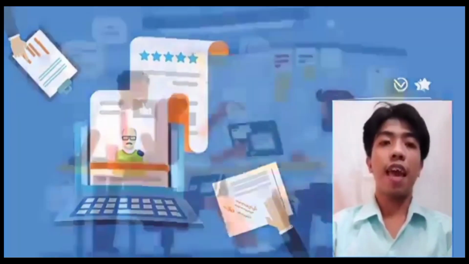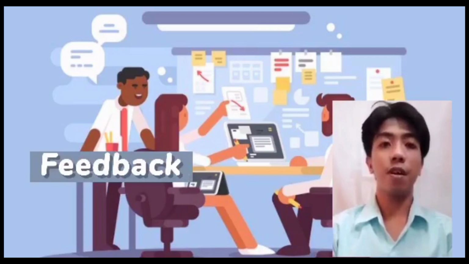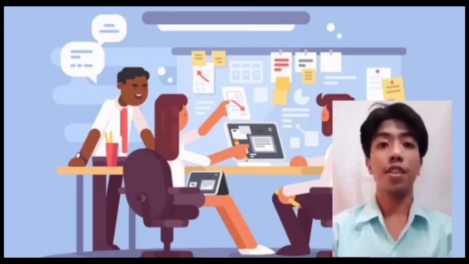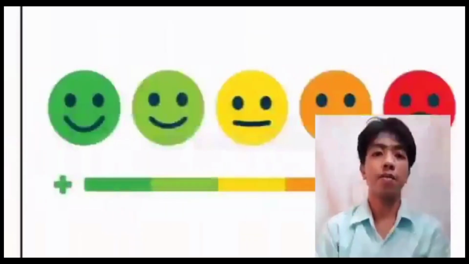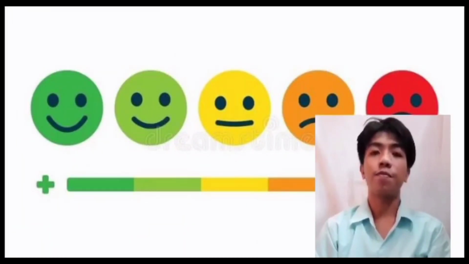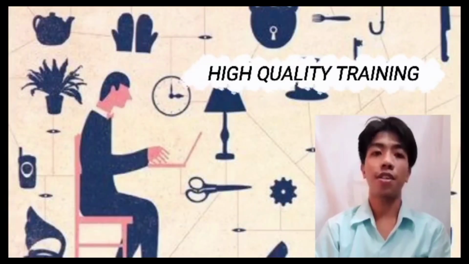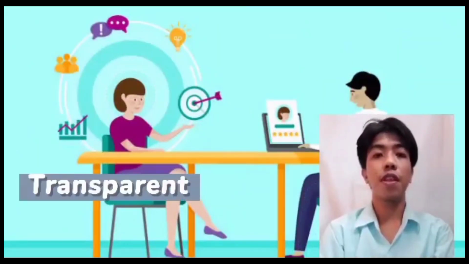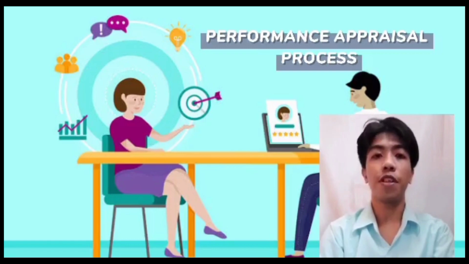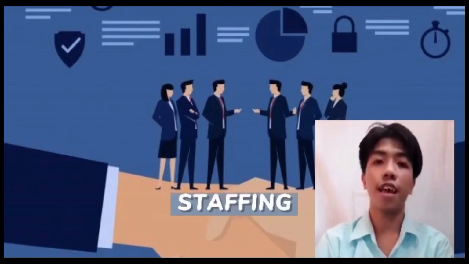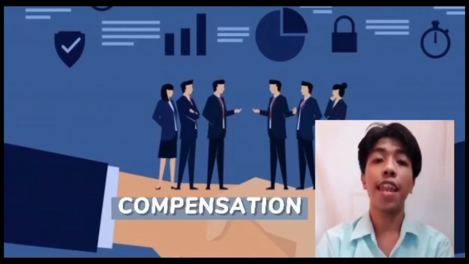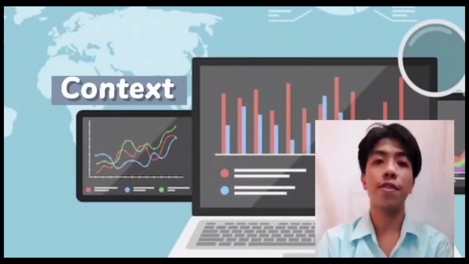Feedback to the employees. Every employee in the organization should receive feedback on the quality of his output. If it is not done, the employee will not realize the true quality of his output. Here are some of the effective ways of giving appropriate feedback. Number 1. Use an effective performance rating scale. Number 2. Ensure raters receive high-quality training. Number 3. Be transparent and involve employees in the performance appraisal process. Number 4. Align performance appraisal with staffing, feedback, and compensation. And lastly, understand the context in which feedback is provided.